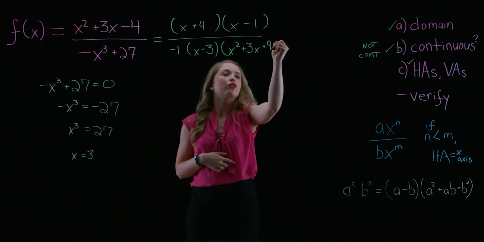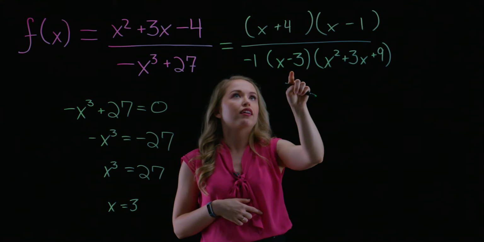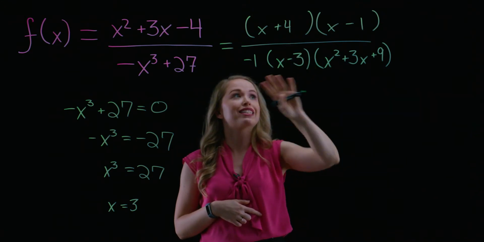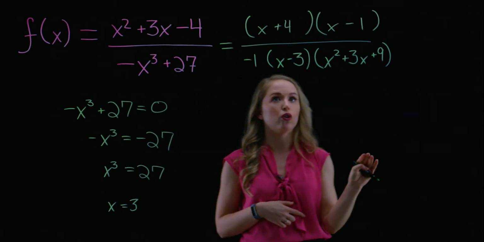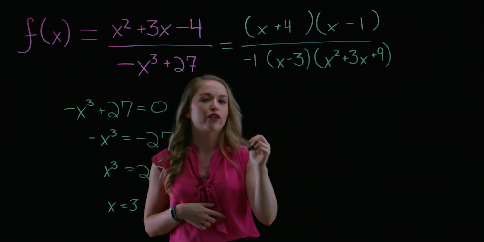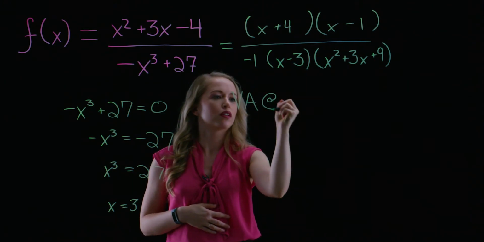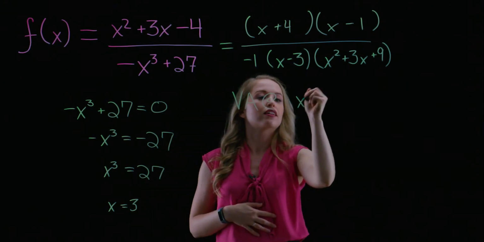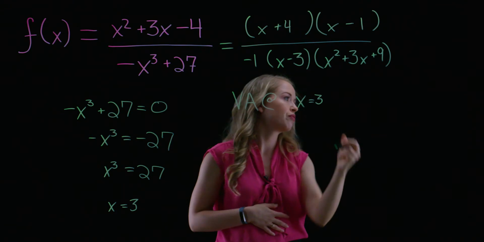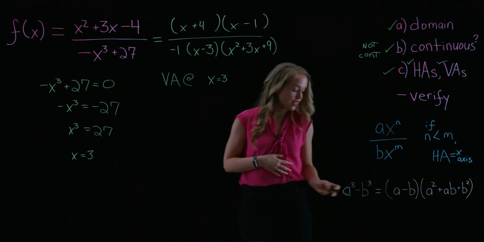Great, and what I'm looking for is just to see if this x minus 3 cancels out with anything on the top. It does not, which means I do not have a hole, and x equals 3 will be my vertical asymptote. So vertical asymptote at x equals 3. Great. Now we need to verify that.